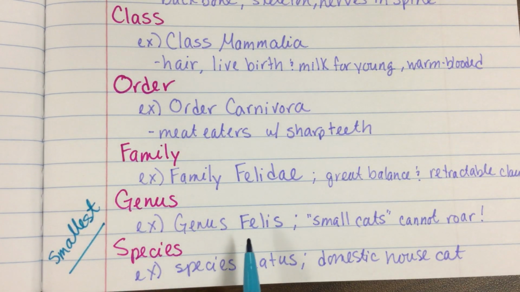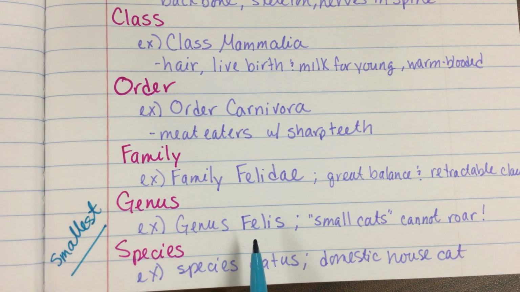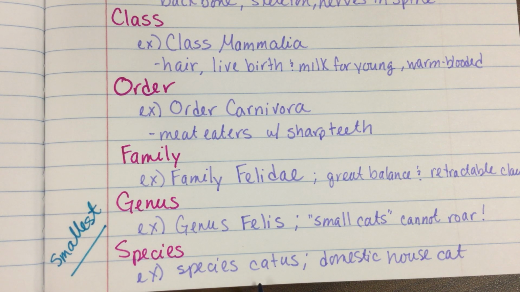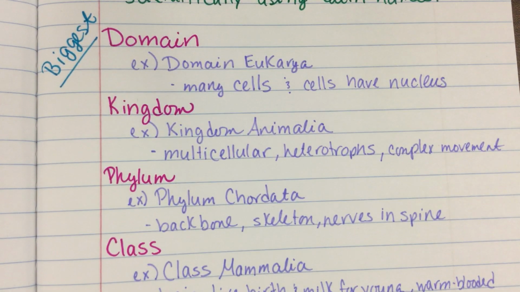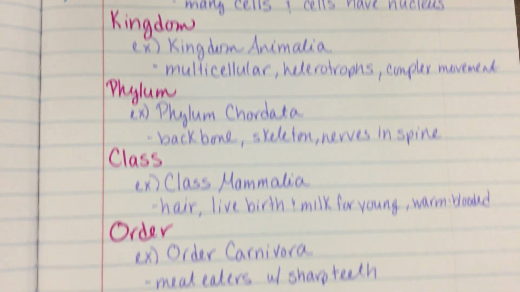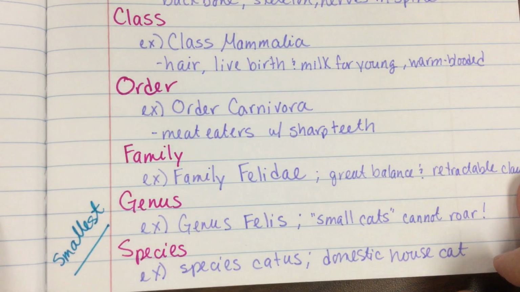Then we're going to go down to genus Felis, which is our small cats. They can be small wild cats. And then lastly, species. Species is going to be our domestic house cats. So this is an order of classification. That way, no matter where you are in the world, you know what animal you're talking about.